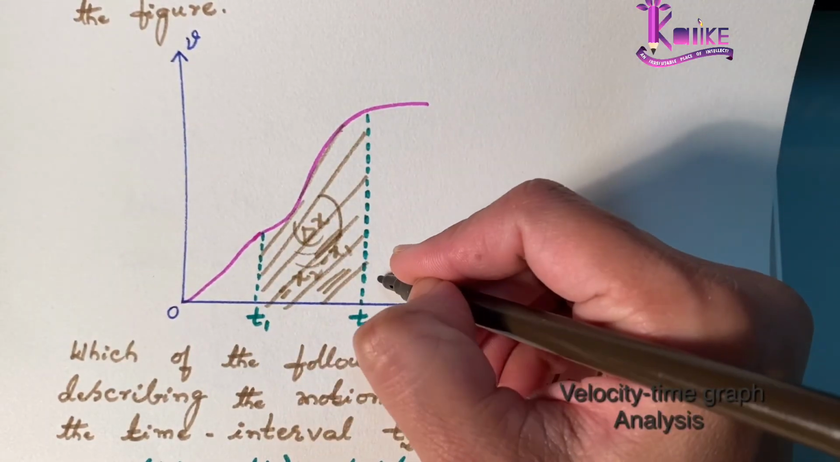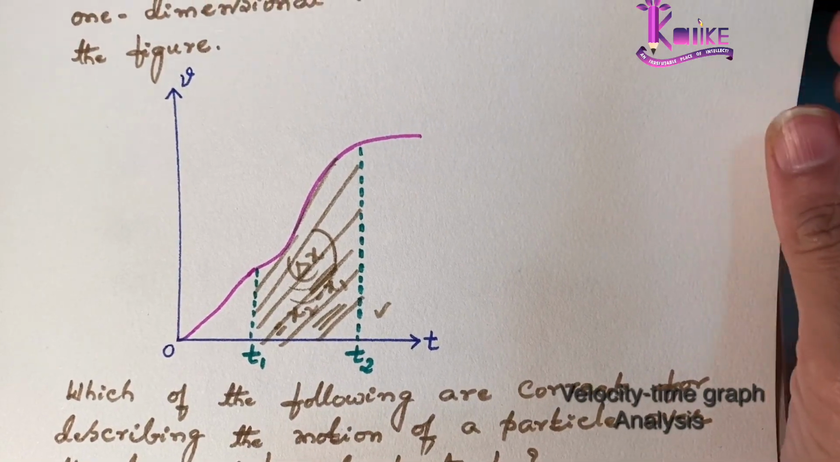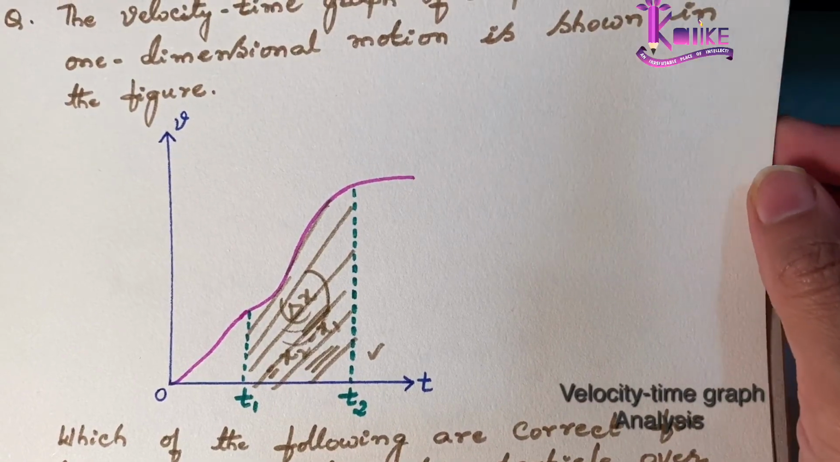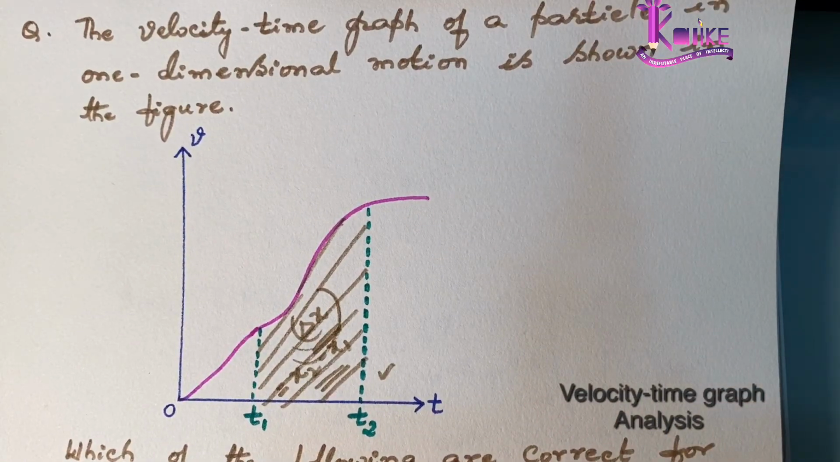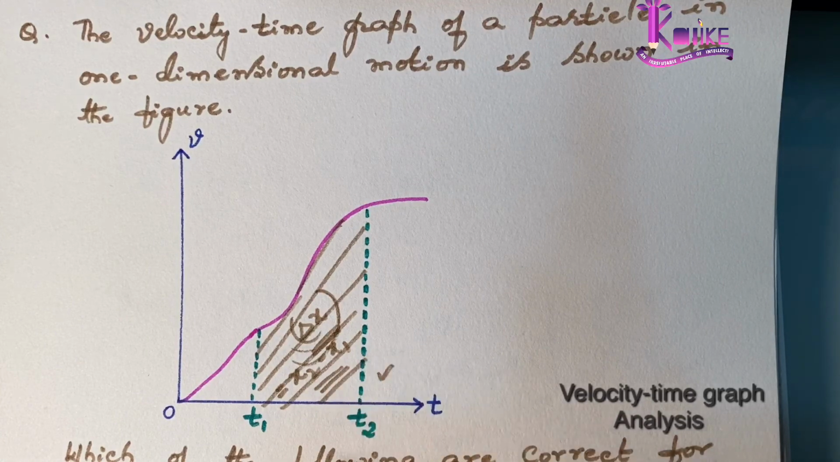I hope you have understood this. So this is just another example of understanding how to find out displacement and how to find out average acceleration, average velocity using a velocity time graph. I hope you have understood it.